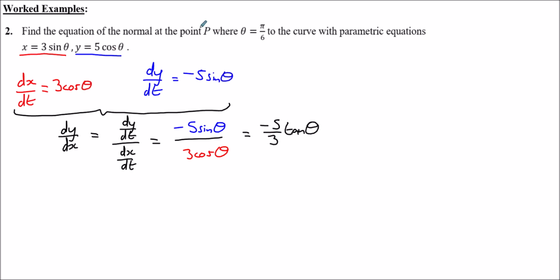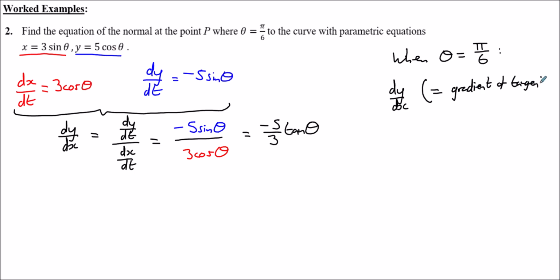So now we want to work out the equation of the normal. So when we now have theta equals pi over 6. So let's just think about when theta is equal to pi over 6. So when theta is pi over 6, dy by dx, which is going to be the gradient of the tangent. You don't need to put it as a gradient of a tangent, I'm just putting this in for extra information.